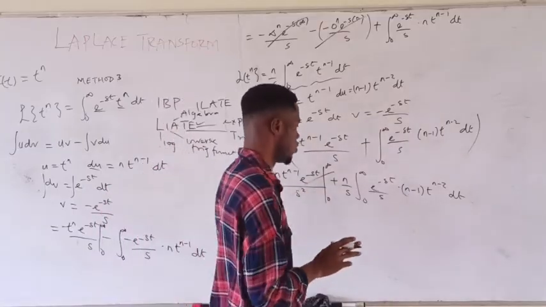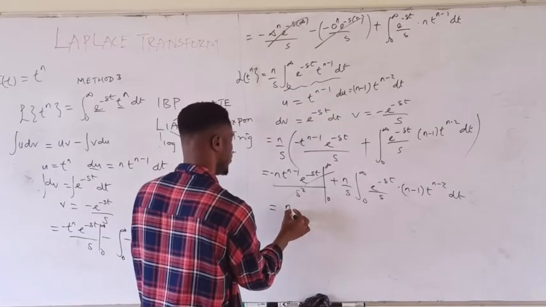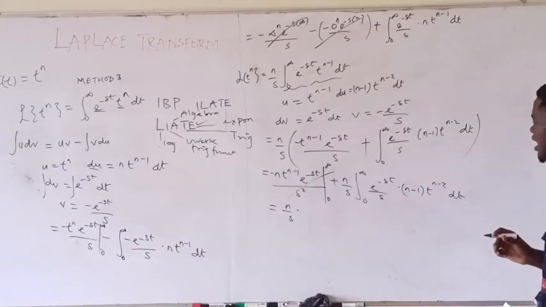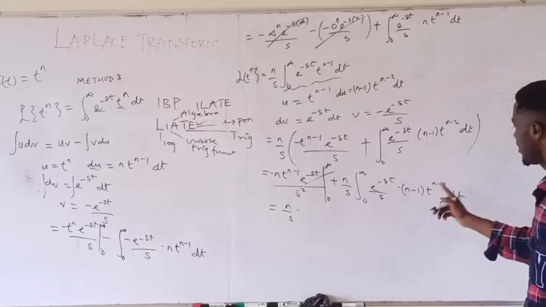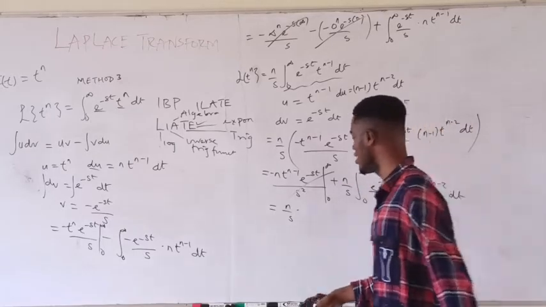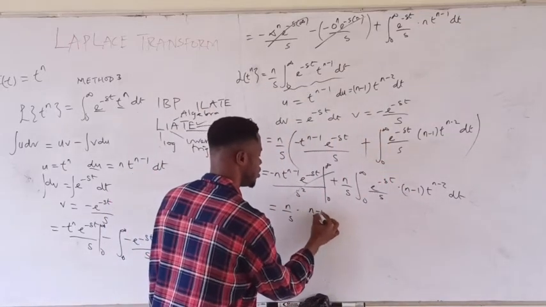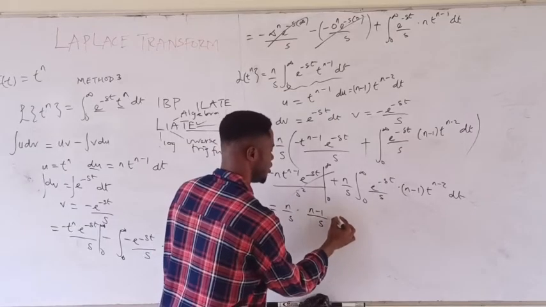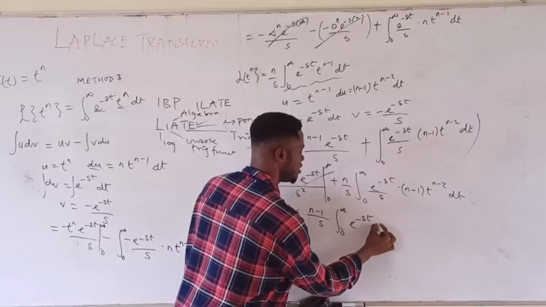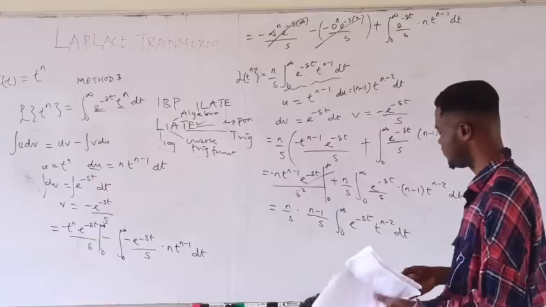Now let's go back to the second one. What I have left is n over s multiplied by, I can decide to bring out n minus 1 over s outside. So if I bring n minus 1 over s outside, I'm going to have n minus 1 over s into the integral of 0 to infinity e to the power of minus st, t raised to the power of n minus 2 dt. So this is what I'm going to have.